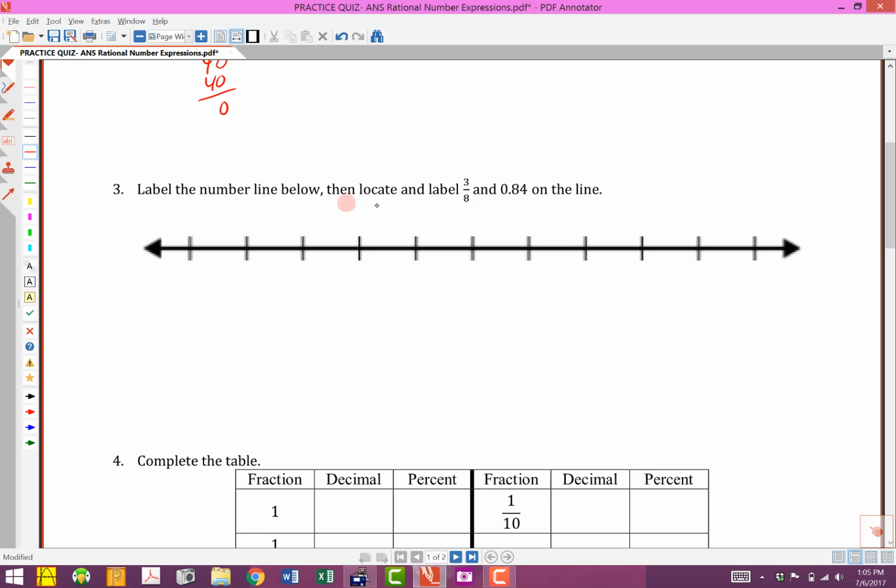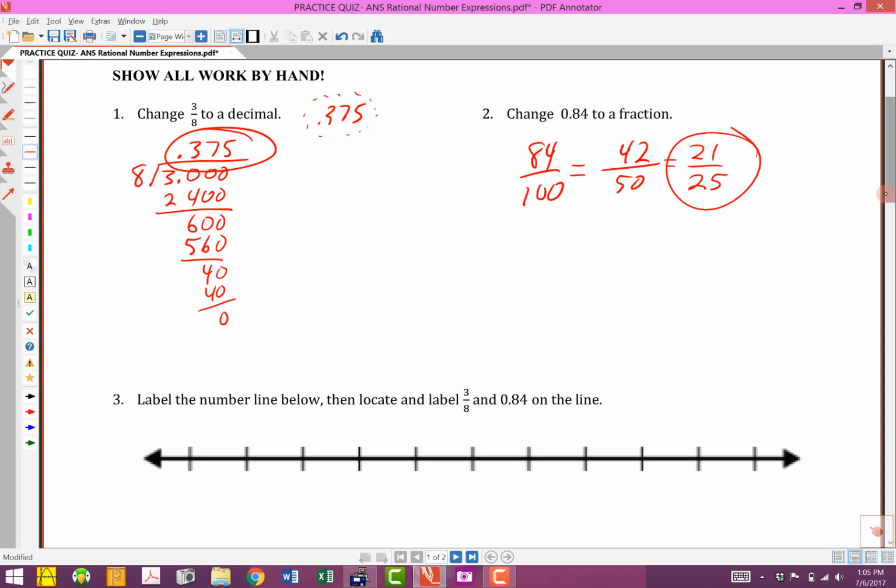All right, label the number line below, then locate 3/8 and 84 hundredths on the number line. So I'm going to leave this right here. It says label the number line, so this is that same one that we had in class, but let's count. 1, 2, 3, 4, 5, 6, 7, 8, 9, 10. So these are both numbers that are between 0 and 1. Let's label this as 0. Let's label that as 1. This would be 5/10. We want to put these in the right spot, and we want to label them according to how they were written in the original problem.